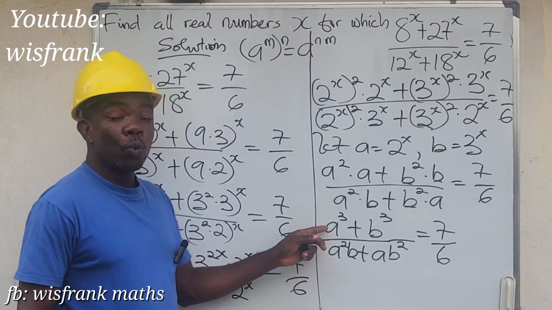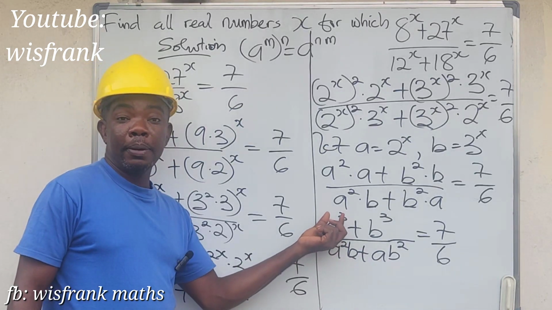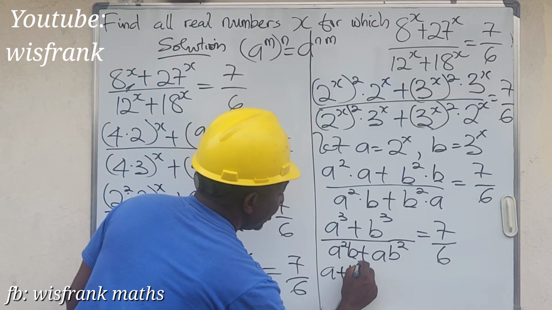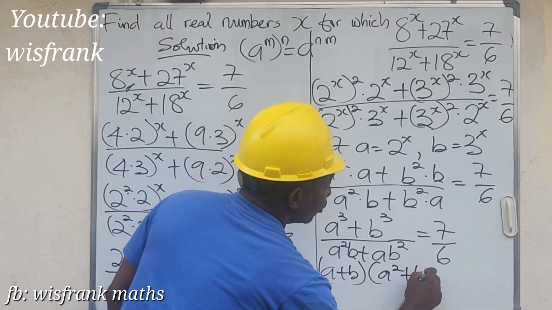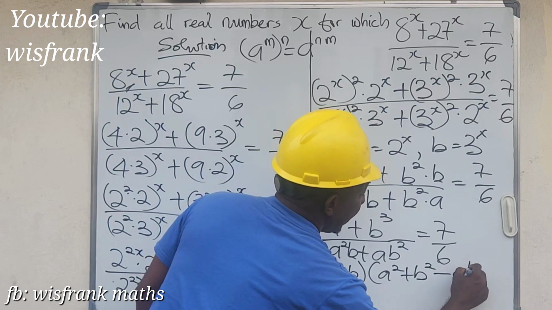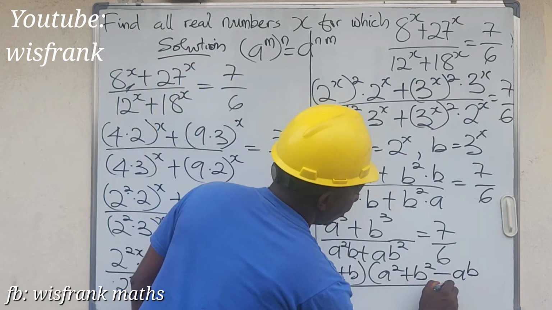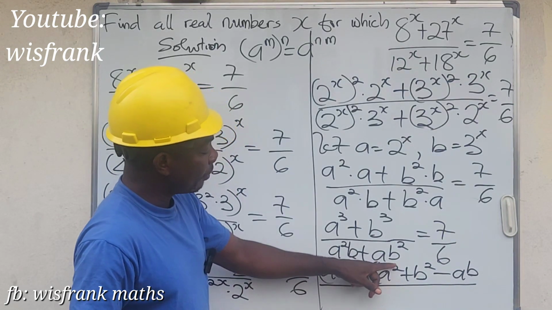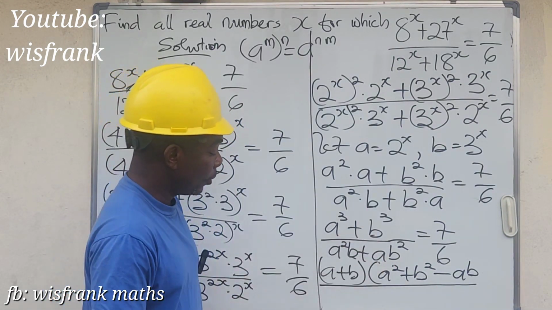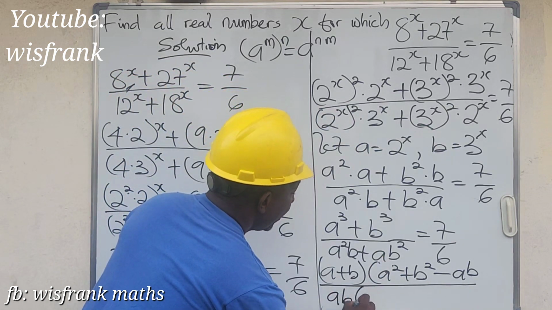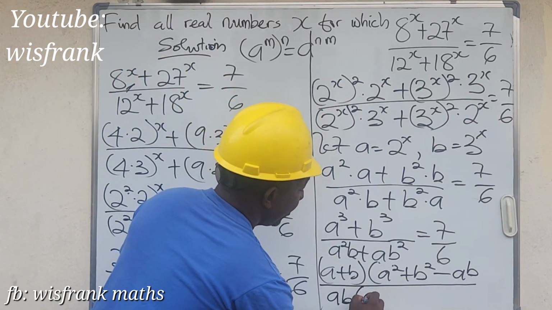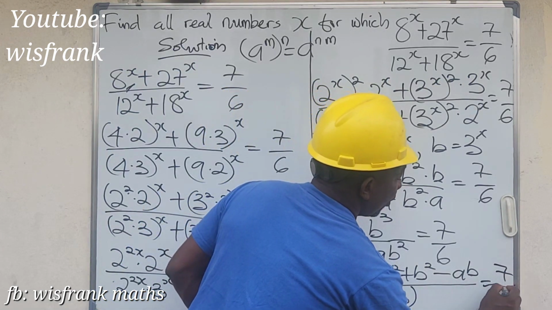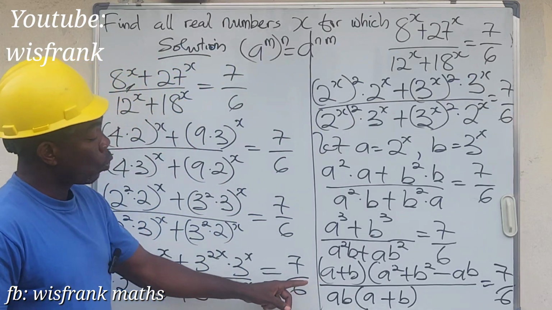So in this case, we have a to the power of 3 plus b to the power of 3. We can write that as a plus b into a squared plus b squared minus ab. That is what it becomes. All over, in this case, we have ab. ab is the factors of this. We can factorize. So we have ab into a plus b equals to, don't forget, 7 all over 6. So this is what it becomes.